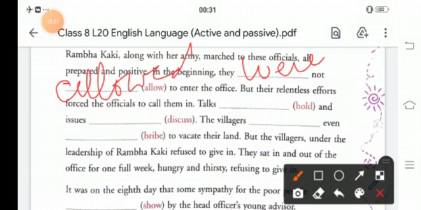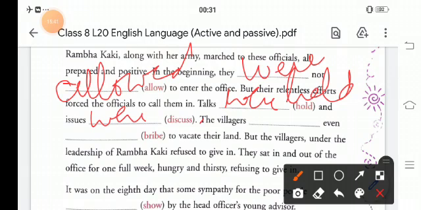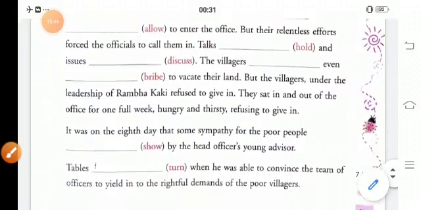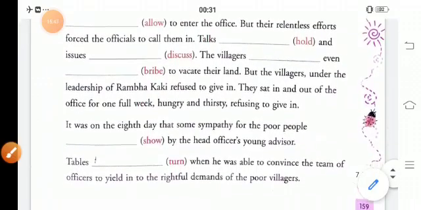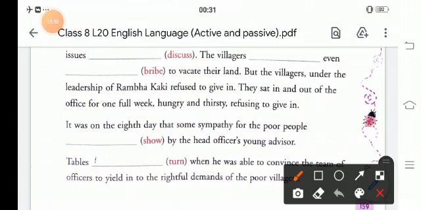but their relentless efforts forced the officials to call them in. Talks were held. And the issues were discussed. The villagers were even bribed, B-R-I-B-E-D, to vacate their land, but the villagers under the leadership of Rambha Kaki refused to give in. They sat in and out of the office for 1 full week, hungry and thirsty, refusing to give in.